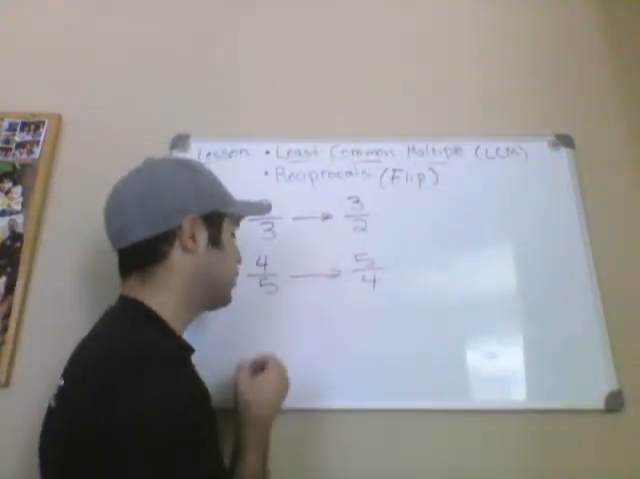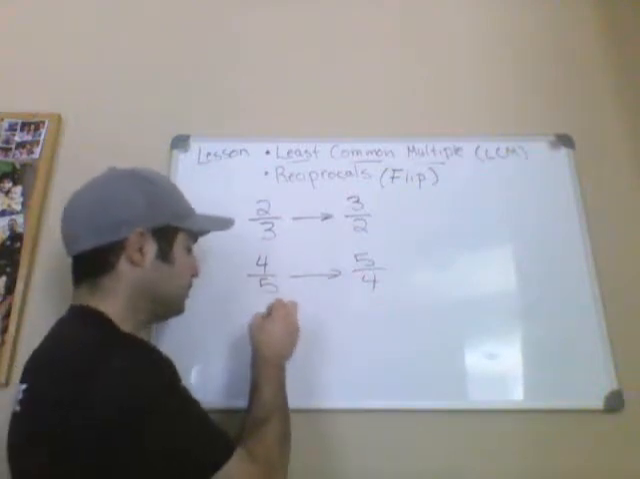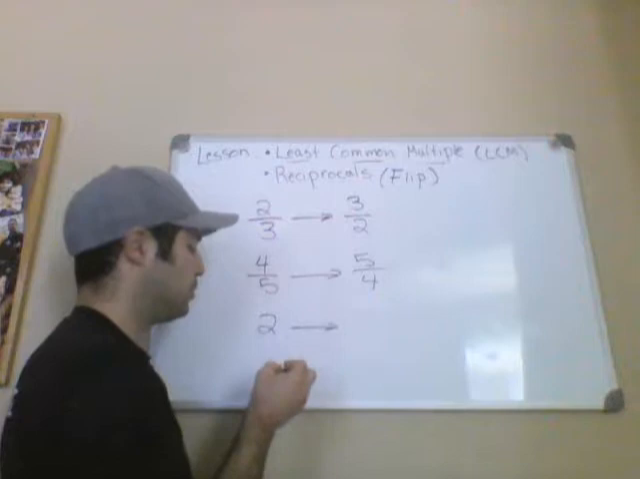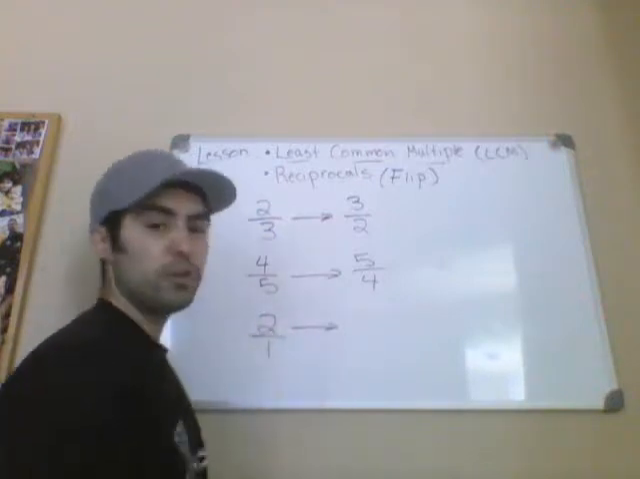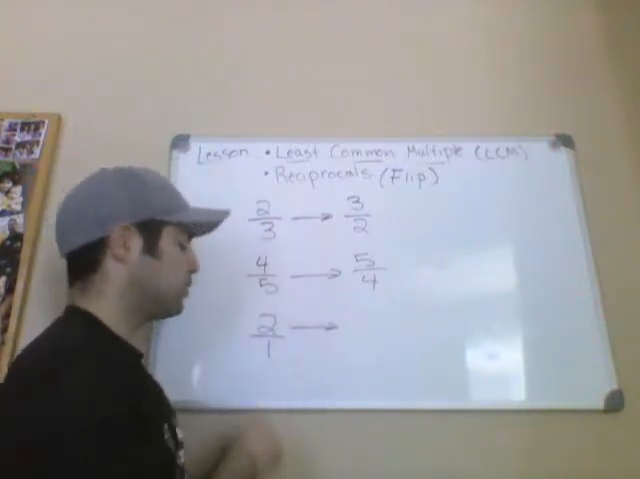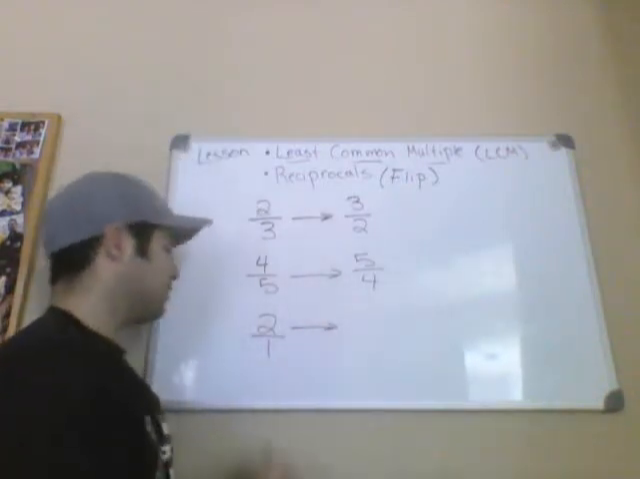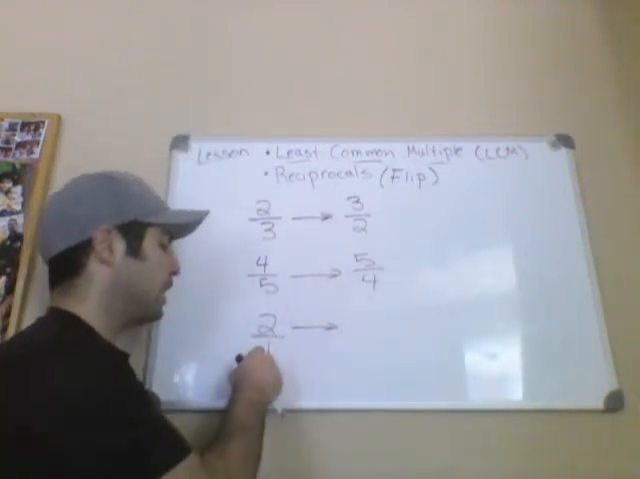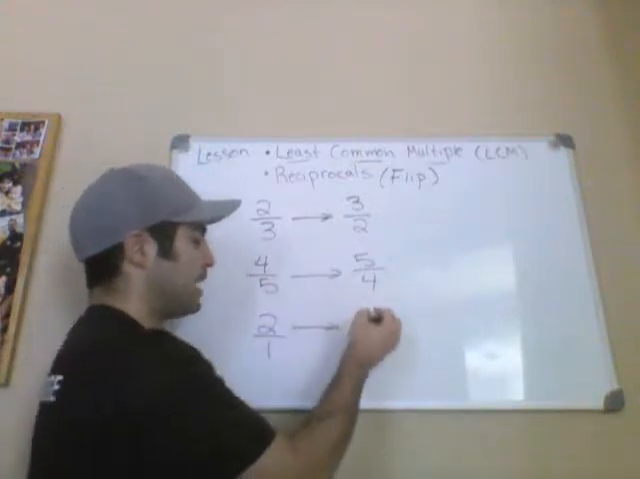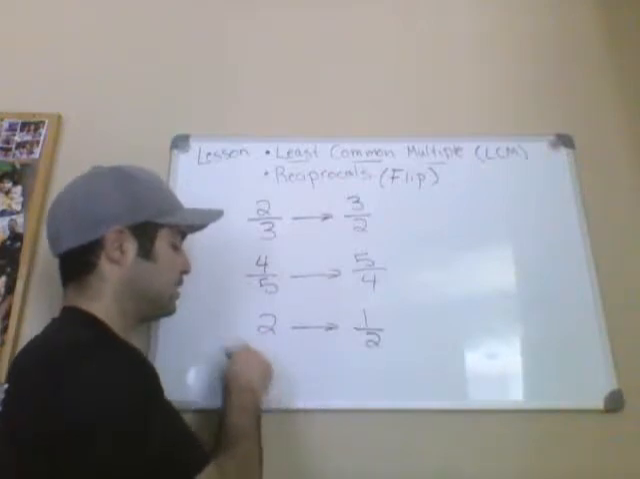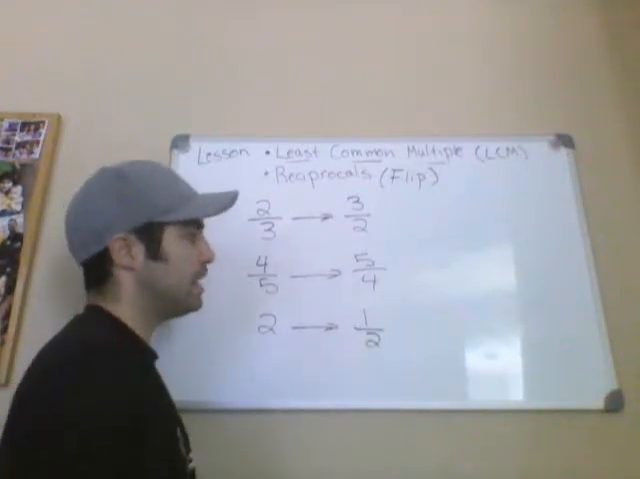Now it gets a little bit more difficult when you have a whole number. Okay? What if we have 2? What's the reciprocal of 2? Well, remember, you can always put it over 1. Put a magic 1. The reason why I call it magic 1 is because it magically appears. Whenever you have a whole number, you can put it over 1. So 2 over 1, when you flip that, would be 1 over 2. So the way that would look is the reciprocal of 2 is 1/2.